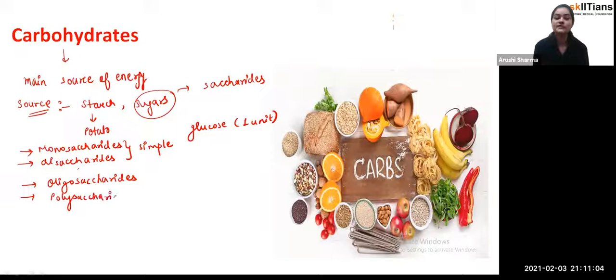And the oligosaccharides and polysaccharides are complex ones, because many units are combining, and that is why their structure becomes complex in nature. That is why we call them complex carbohydrates. Okay, so I hope now you got the point about carbohydrates.